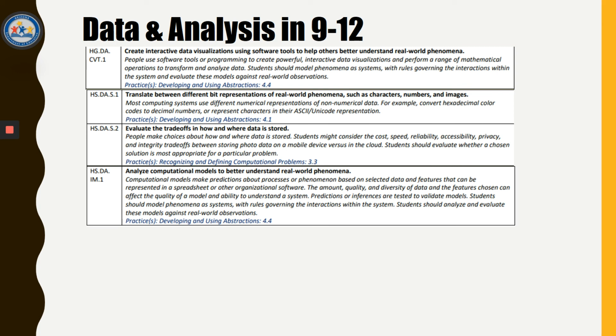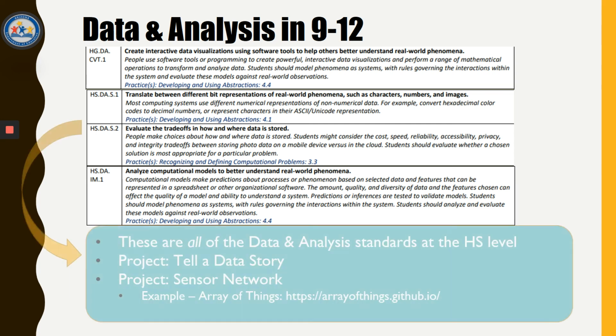One nice thing about this concept at the high school level is there are only 4 standards. So all of them for all of high school are on this single slide right here. We see a progression from earlier grades where students are continuing to make interactive visualizations. We see an emphasis on multiple representations of data with explicit attention to conversions. We see a new focus on looking at the trade-offs involved in storing data, which intersects nicely with some of the impacts of computing standards that focus on privacy. And lastly, we continue to develop models based on the data we collect.